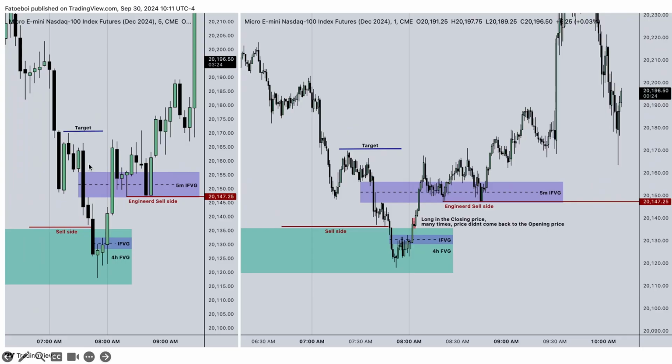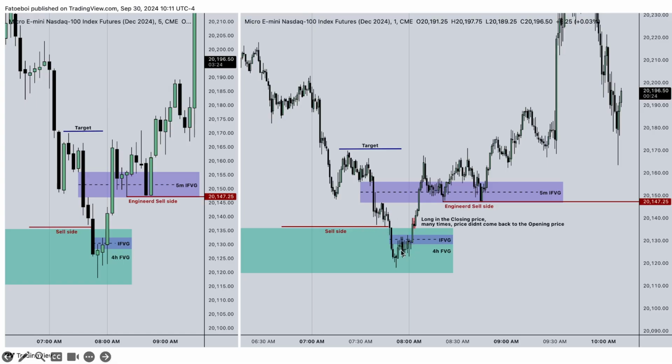Then we have the pre-market session at 7 a.m. There's nothing really interesting for me. We don't engineer any liquidity yet. Then at 7:30 or so, we see here relative equal highs. We take out sell side in here. We draw up into that. We take out sell side again.